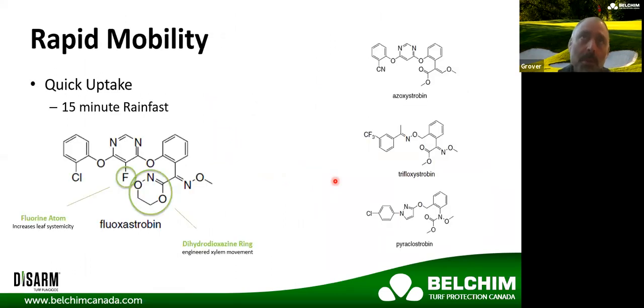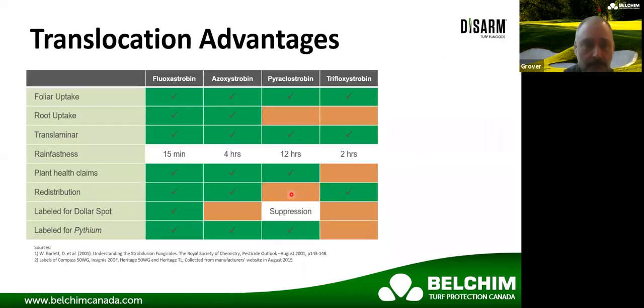So the two main differentiators for Disarm. One is its quick uptake. It is rain fast in 15 minutes. And that is attributed to a fluorine atom that was added to their active ingredient, which makes it very systemic. So it gets into the plant within 15 minutes. You can see it's rain fast in 15 minutes.